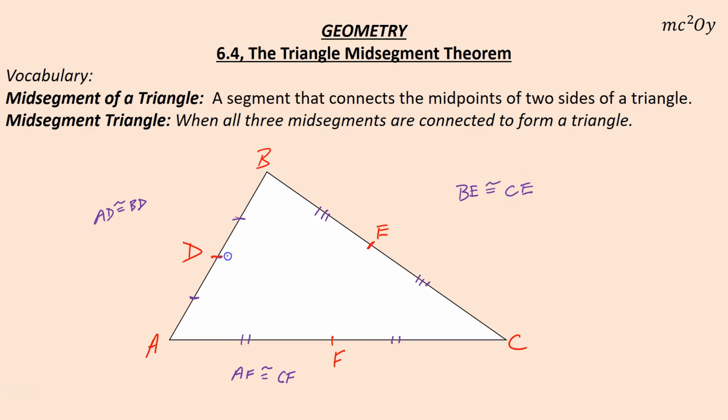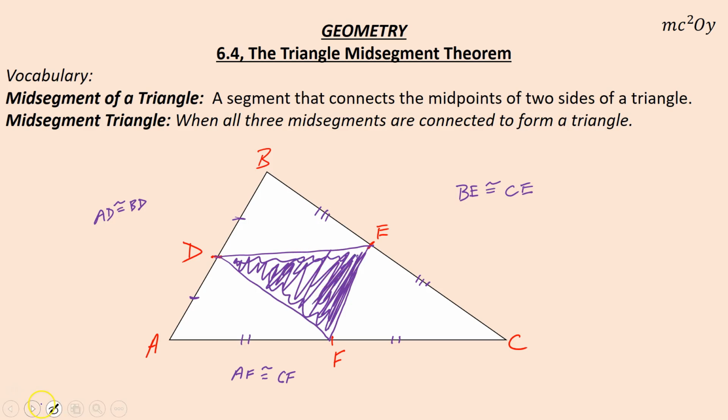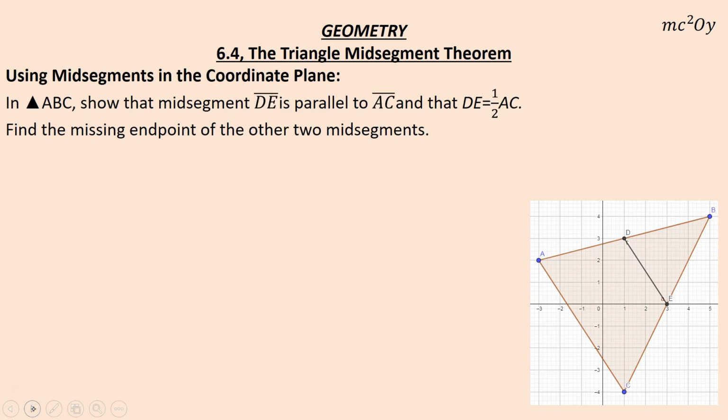Okay, and so if I connect those midpoints, I get what's called a midsegment triangle. When all three midsegments are connected to form a triangle, you get a midsegment triangle. And so I've got my midsegment triangle right here. There are some things we'll learn about that midsegment triangle and those midsegments in future slides, but that's some vocab for us.